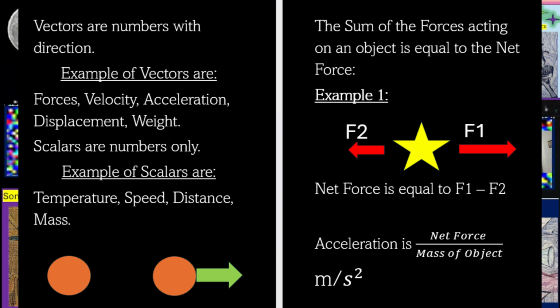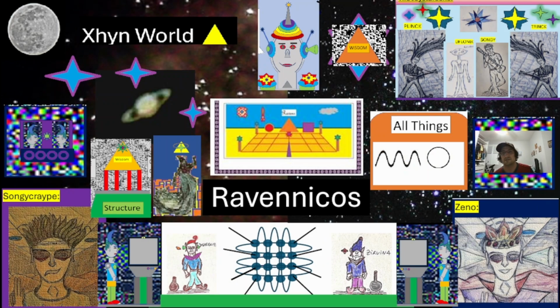Scalars are numbers only. Examples of scalars are temperature, speed, distance, and mass. You don't say it's 32 degrees Fahrenheit to the right. No, there's no direction in temperature. Speed is like velocity, but without direction. When we try to describe an orbit of a planet around the sun, the velocity of the planet keeps changing because the planet changes direction in the orbit. But the speed can be the same because it's just magnitude.